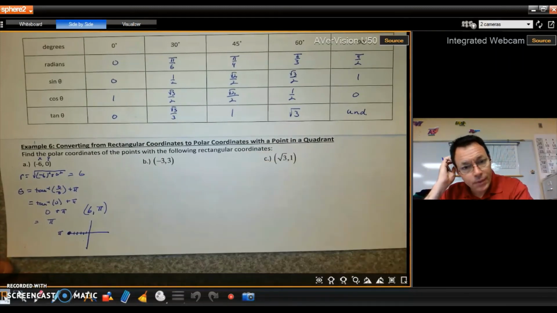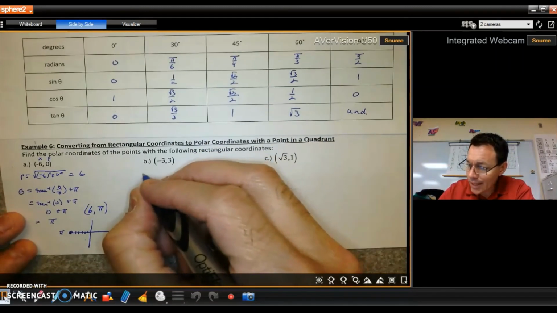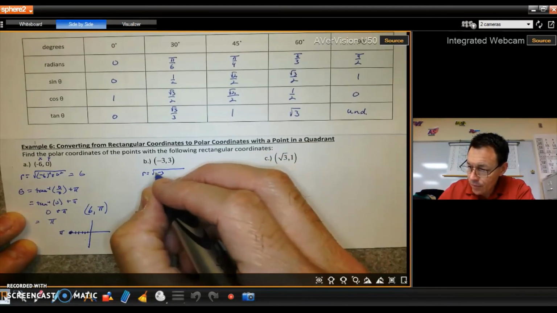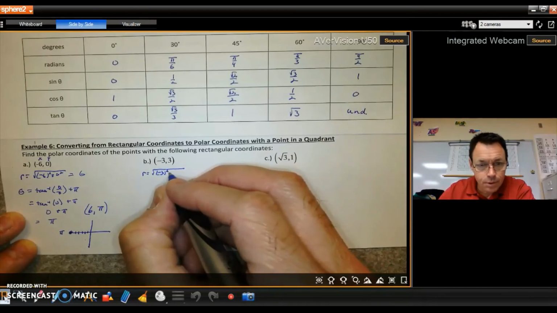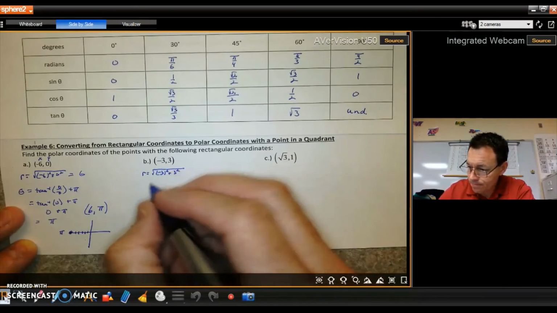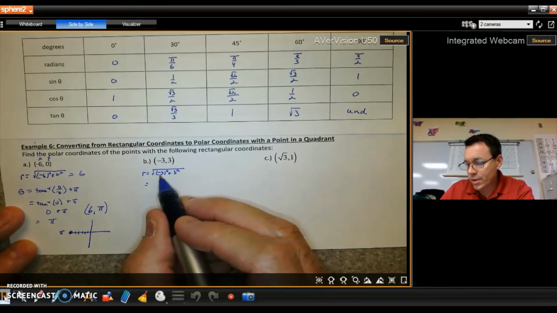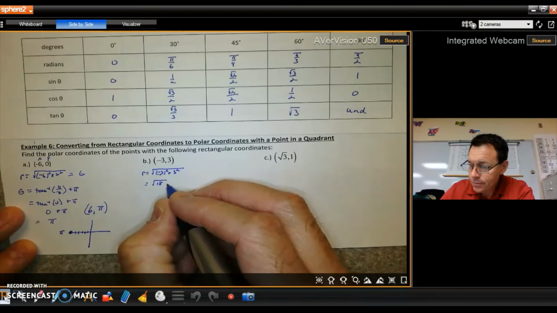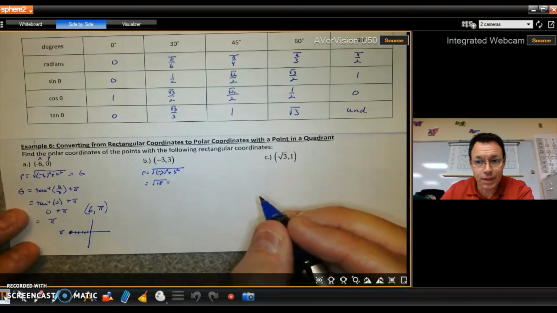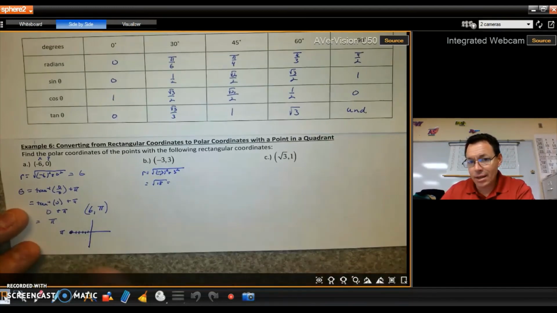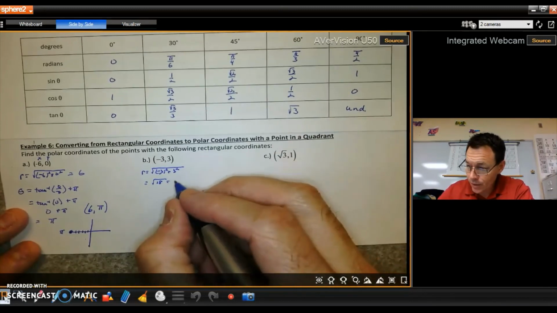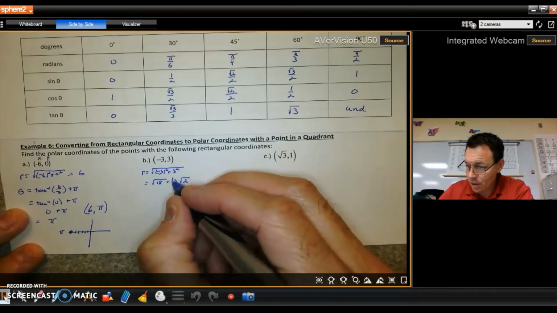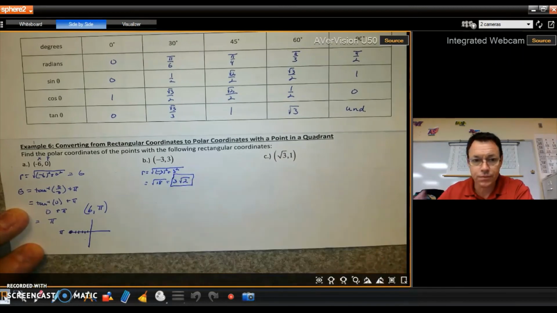Look at the next one. Negative 3, 3. So again, r is the square root of negative 3 squared plus 3 squared. Negative 3 squared is 9. That's another 9. So this is the square root of 18. Do not put that in your calculator. Just simplify it. 18 is 9 times 2. 9 is a perfect square, so I can pull that out. 3. I can leave the 2 under the radical. So that's my r value, 3 radical 2. Nice and exact.